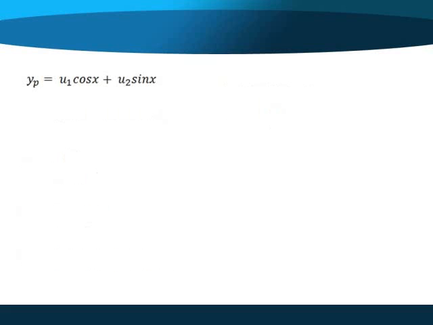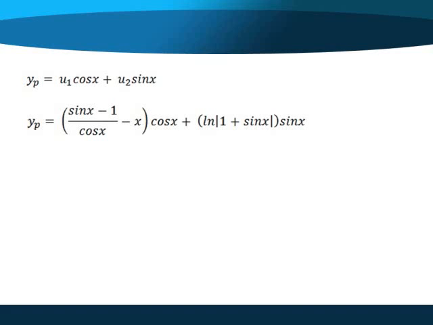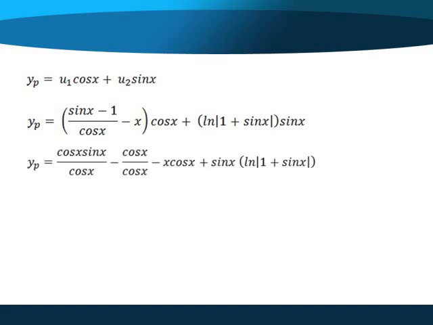Recall that our yp is equal to u1 cosine x plus u2 sine x. Since we now have the exact terms for u1 and u2, we now substitute them into the equation. Simplifying the terms, our yp is equal to sine x minus 1 minus x cosine of x plus sine x multiplied by the ln of 1 plus sine x.